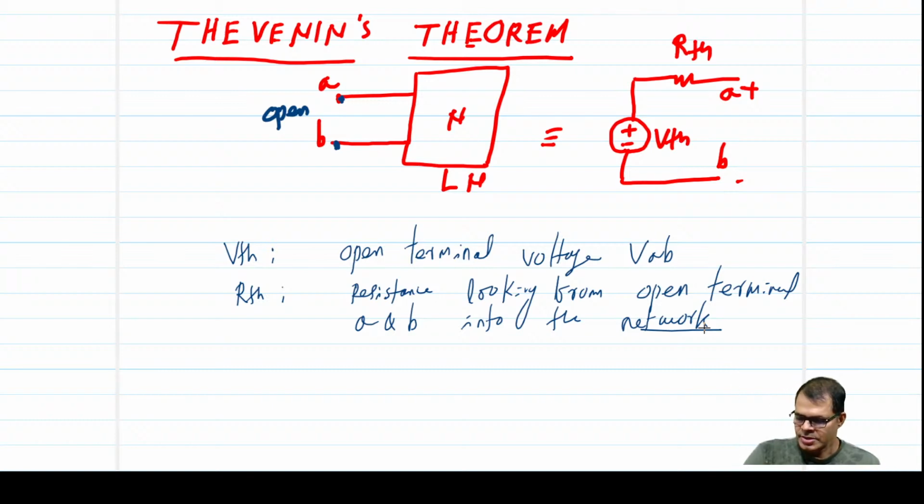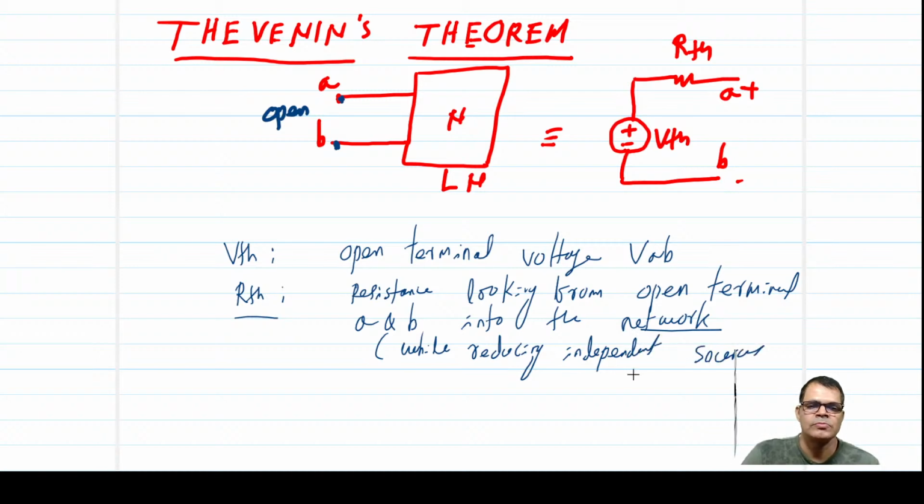Okay. So at that time you need to reduce the independent current source to 0, while reducing independent sources to 0.